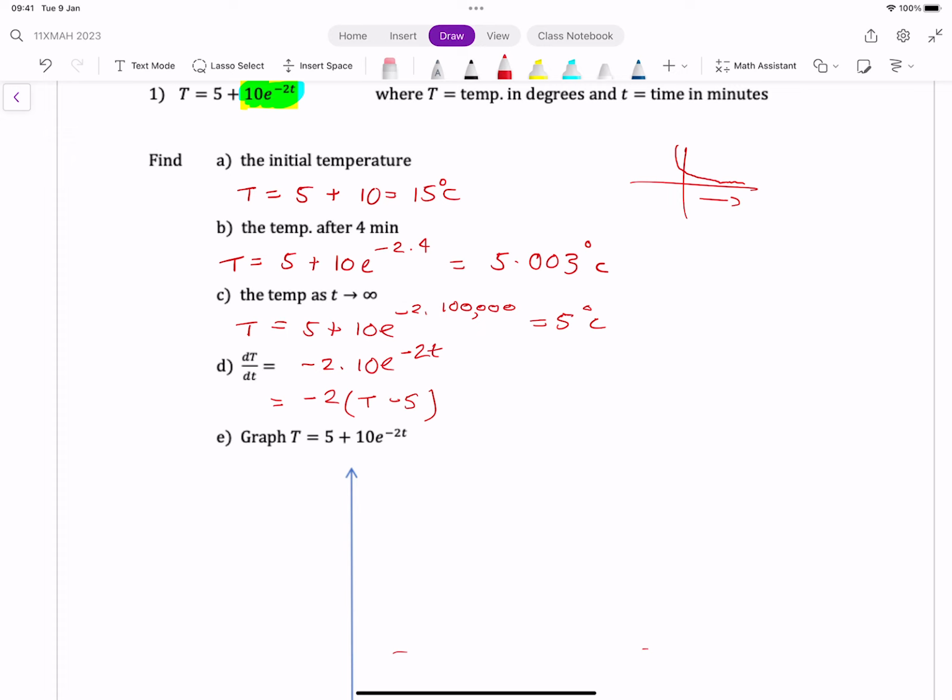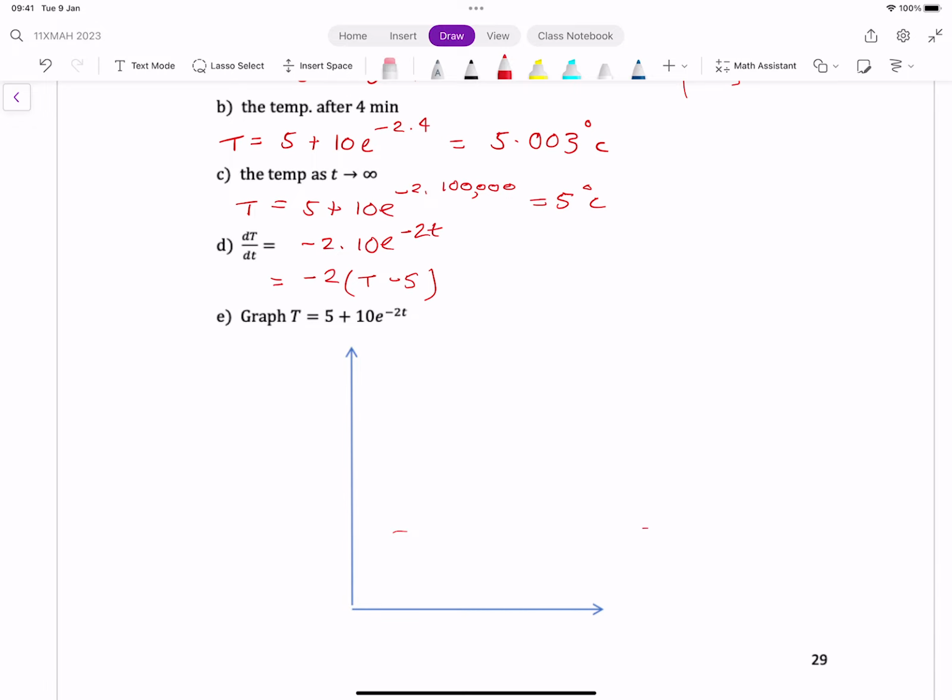Okay, now we're going to draw our graph. We said that as time approaches infinity, your temperature is not going to go below 5. So there's going to be an asymptote at 5. Theoretically, it's never going to reach exactly 5 degrees. But as t approaches infinity, it's going to slowly get towards 5, or quickly get towards 5. It starts at 15, so our graph's going to look something like that. Temperature's here, time is here.